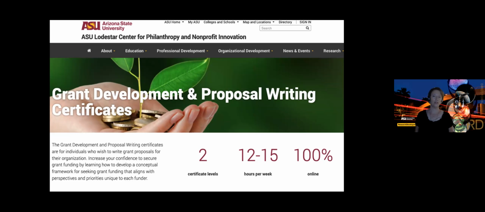There are classes that you can take. This one in particular is about grant writing and proposal writing at ASU. It's 100% online. You can take that. You can find somebody who has taken that. You can find a professional to help you write. You can start a cohort. It's all open to you.